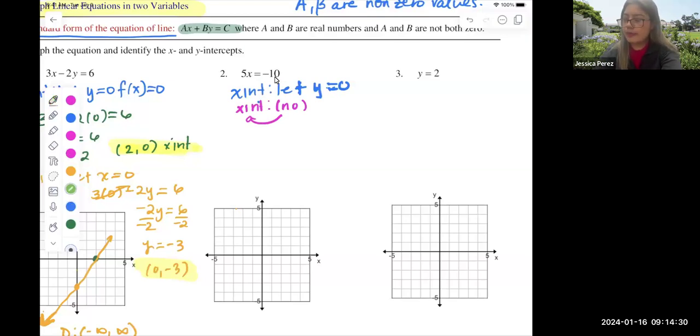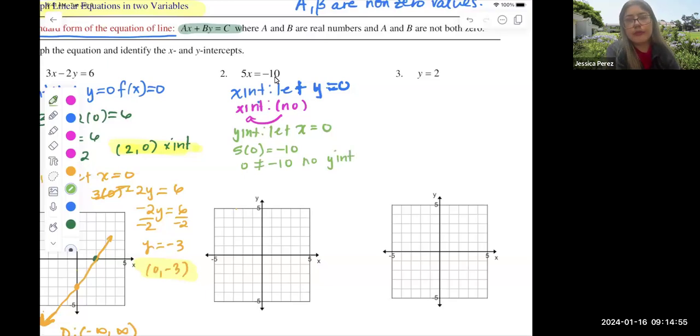So then how do I find the y-intercept? You let x be equal to 0. So this gives us 5 times 0 equals -10. So then in reality, you notice that 0 does not equal -10. So then there's no y-intercept.